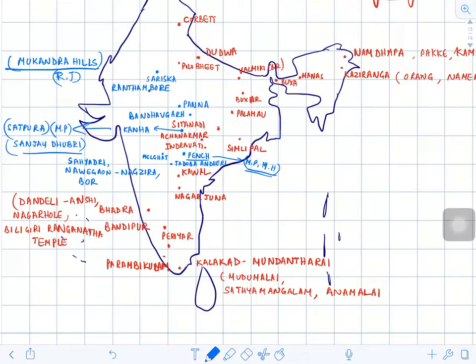Then let's move to the northeast. In Mizoram, we have Dampa. In West Bengal, we have Sundarban and Buxa. We have already done Buxa. Sundarban is also there. In Uttarakhand, we have Rajaji Tiger Reserve as well. We have covered mostly everything.